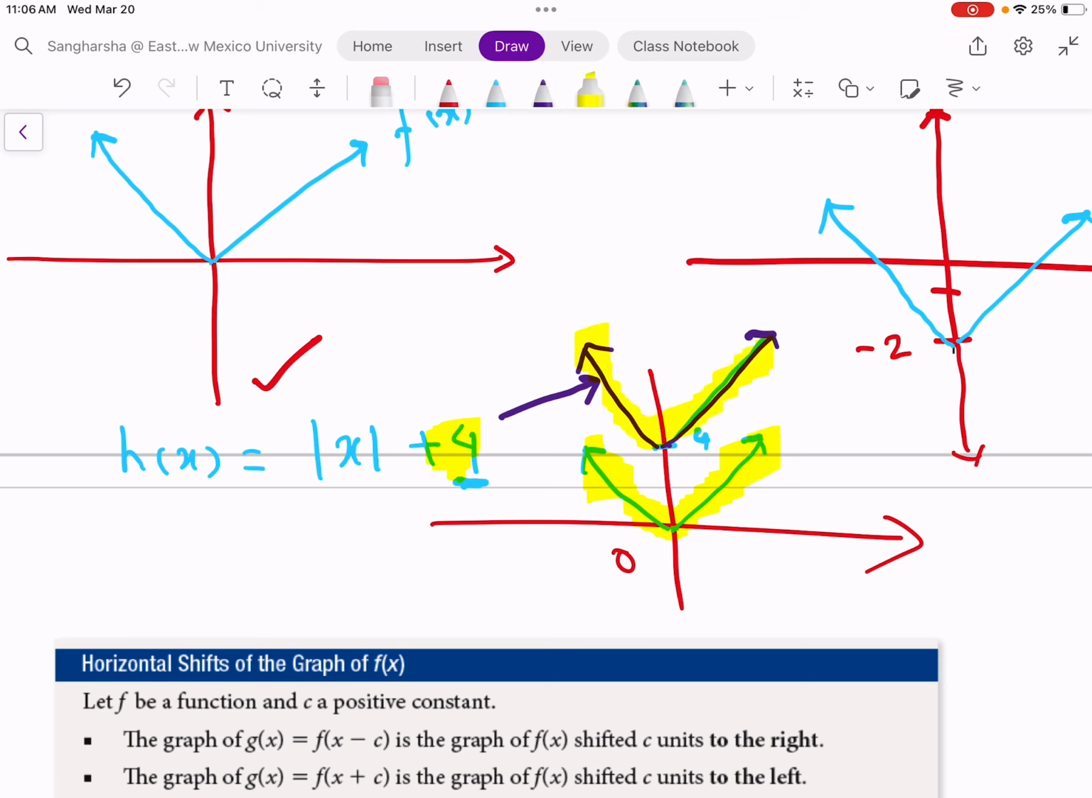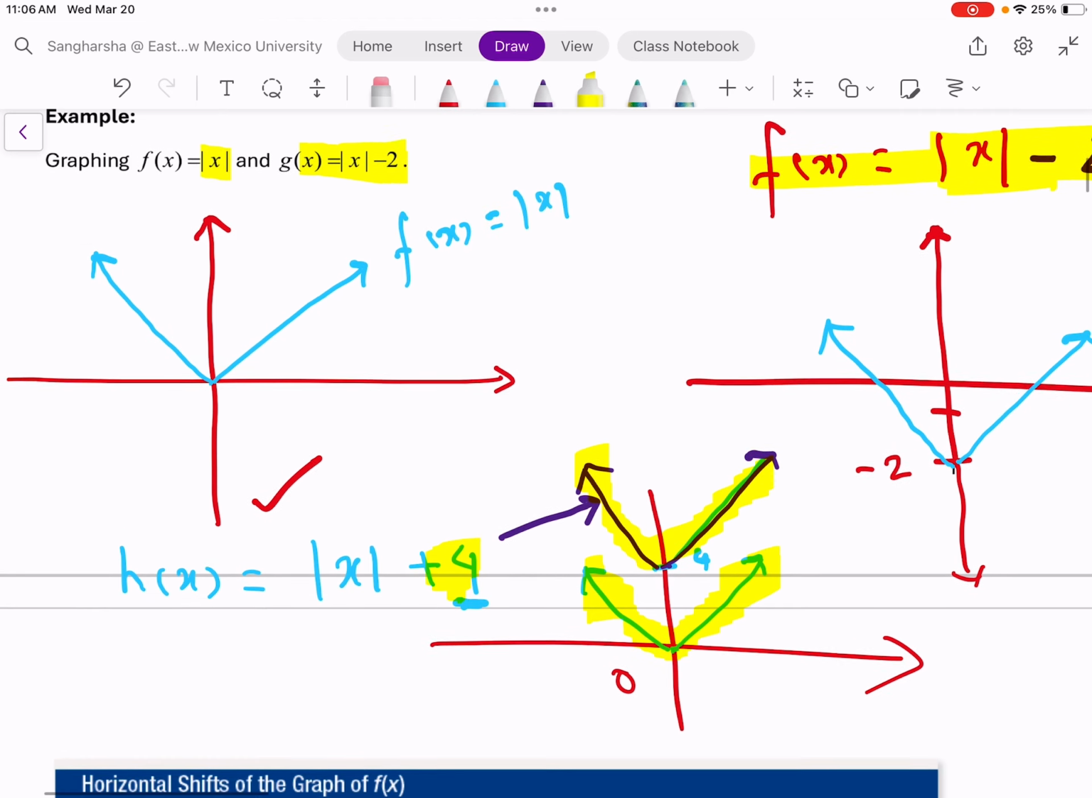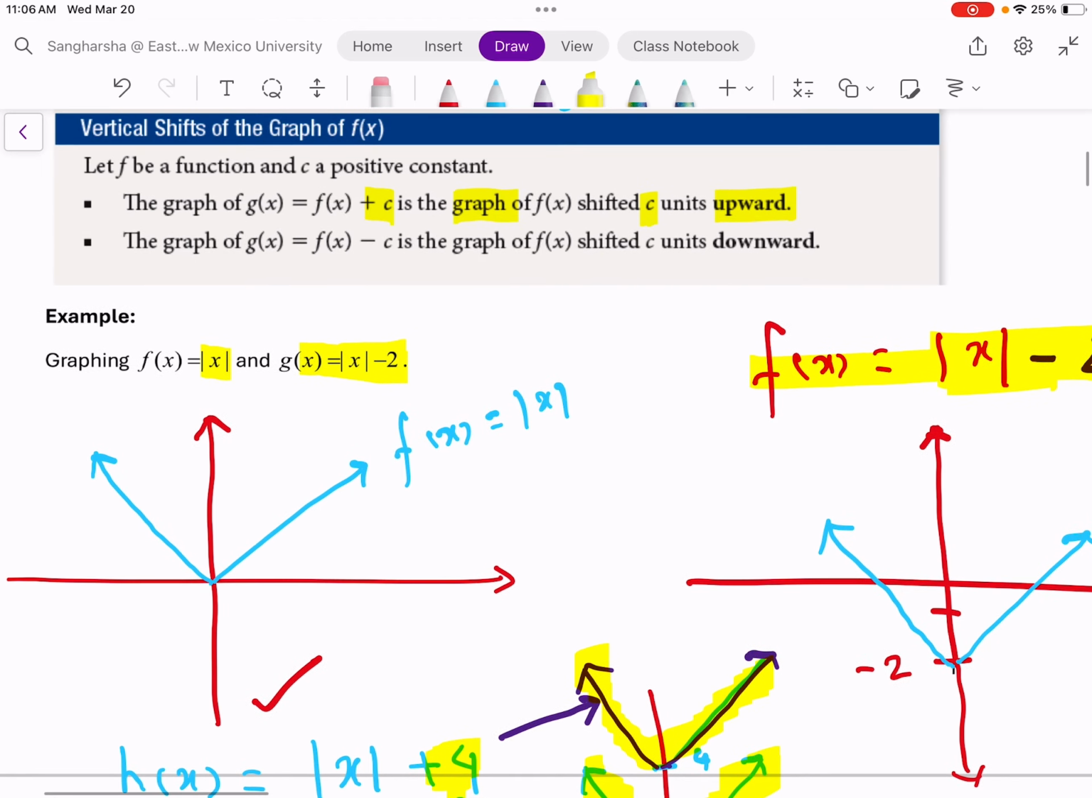So every time we add a number to a function, the graph of the function is shifted vertically up. If we subtract a number from the function, the graph of the function is shifted downward by c units.